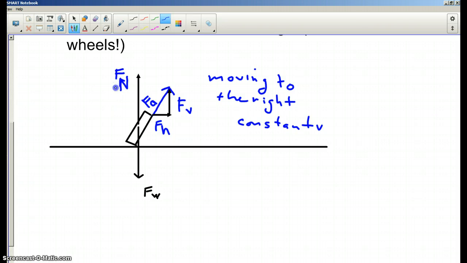And as it's moving at a constant speed, this means that the frictional force must be equal and opposite to the horizontal force. All forces must be balanced according to Newton's second law. I'll label this force Ff for the force of friction.